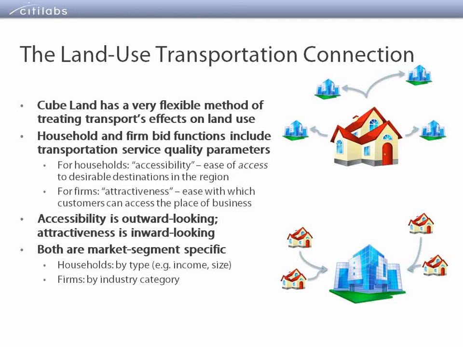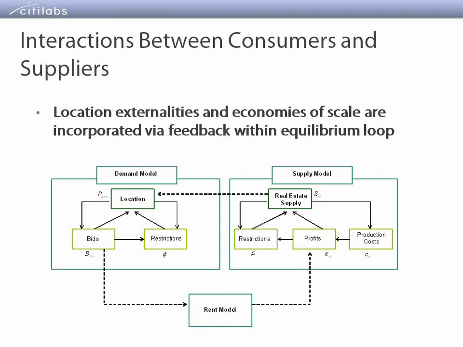So meaning different households, for example, of different income levels or different sizes, might have very different accessibility measures or perceptions of accessibility by location. And different firms might have different perceptions of accessibility and attractiveness by industry category because they require different inputs, meaning different labor from different sectors of the workforce, or they might require being proximate or close to industries of different kinds. So each industry, each different kind of firm or household has a slightly different accessibility and attractiveness sort of curve when it looks out at the region around it. And CubeLand takes all of this into account.